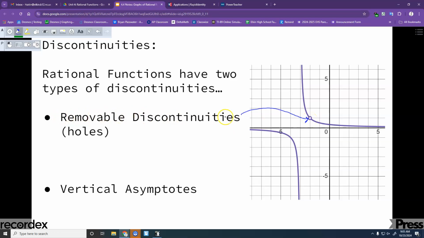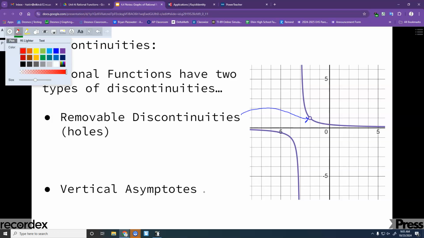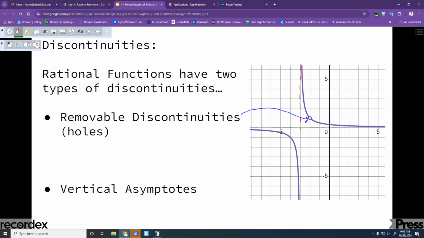The phrase you might be more likely to see, though, like on the EOC, is removable discontinuities. They might use the word hole, but they might call it a removable discontinuity instead. Okay. The other type that you will see on a rational function is a vertical asymptote, and in this particular case, it is right here. We have that line that we get closer and closer and closer to.